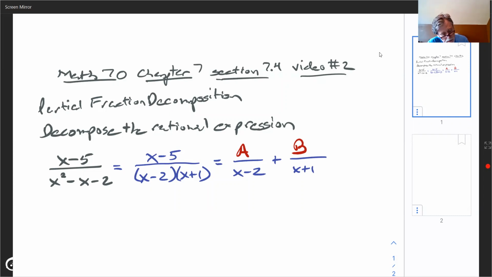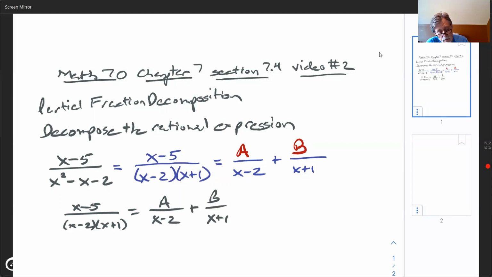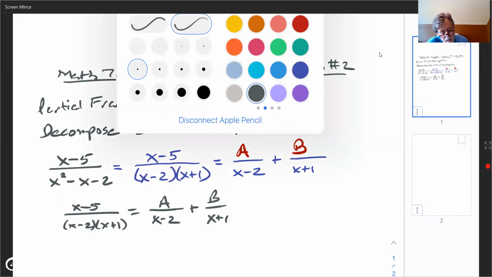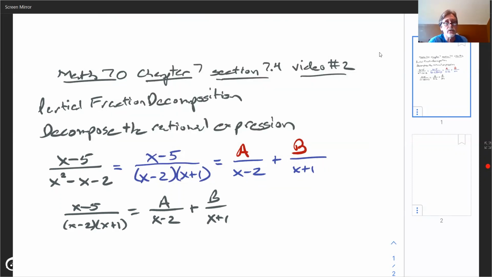We've got x minus 5 over, and I'll write it in factored form, x minus 2 times x plus 1, can be torn apart, so to speak, into two fractions that add up to that. Okay, so our first move, and I have to really explain this from experience, so if you want to fast forward, that's fine, but if not, you can pause and survey the terrain.